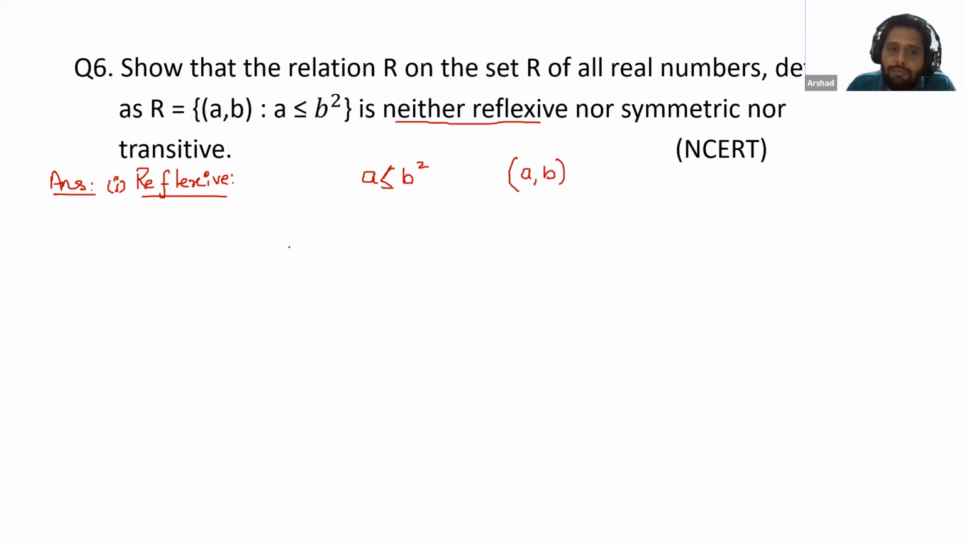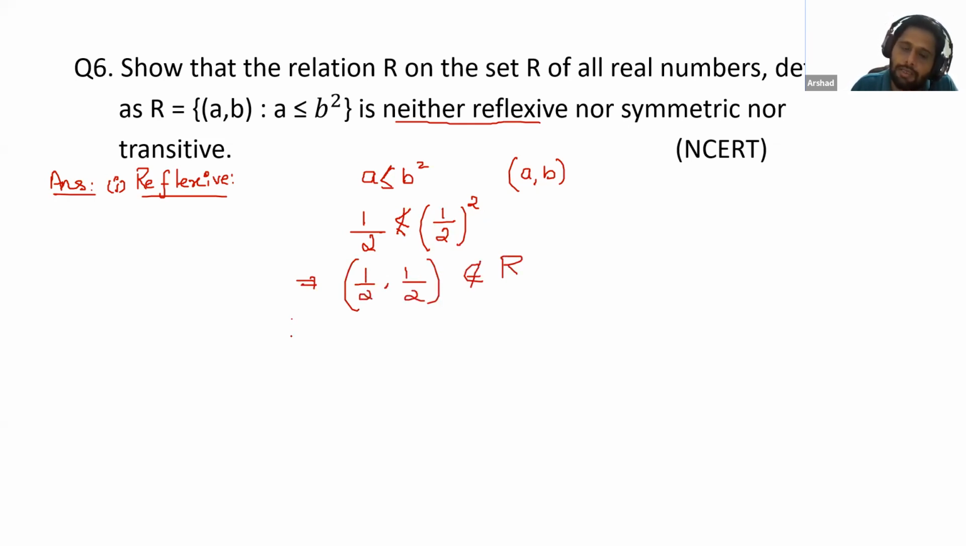When you assume the value like this. For example, Zaid has given this example: take the values 1/2 and 1/2. Because of a fraction, if the value is less than 1 and you square it, then that value will become lesser than its original value. So if you take this one, 1/2 is not less than or equal to (1/2) squared. That means (1/2, 1/2) is not related to the relation R. Hence, it is not reflexive.